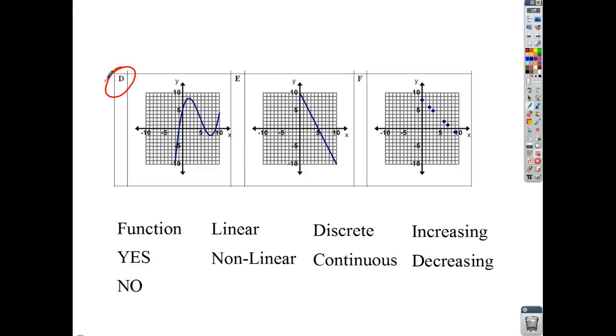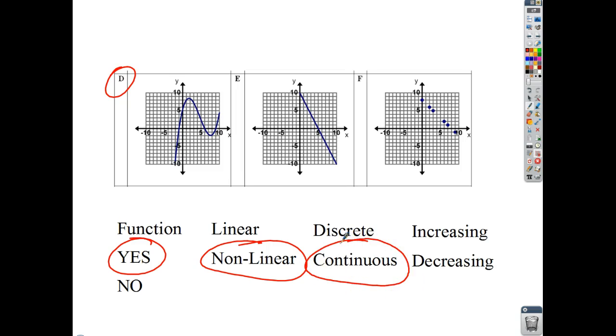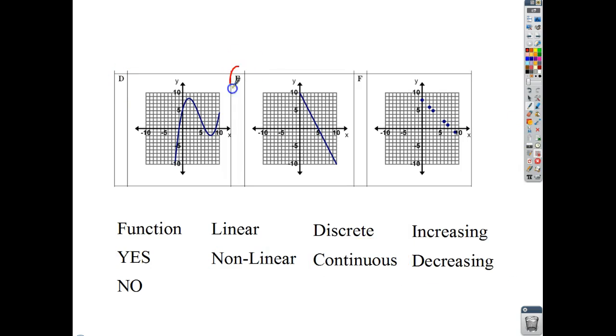Go. All right, function? Yes, okay? Every input has exactly one output. Is it linear? No. That's not linear. Is it discrete or continuous? This one is continuous. And is it increasing or decreasing? Well, it would be both. Okay. All right. You try E.